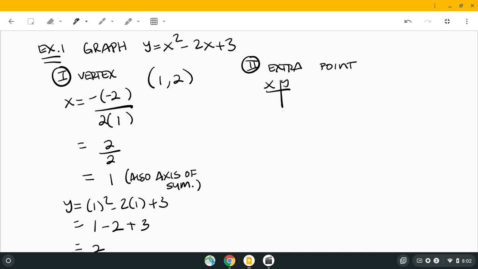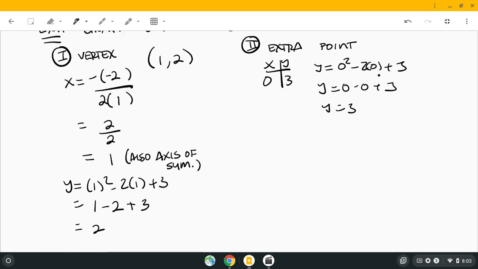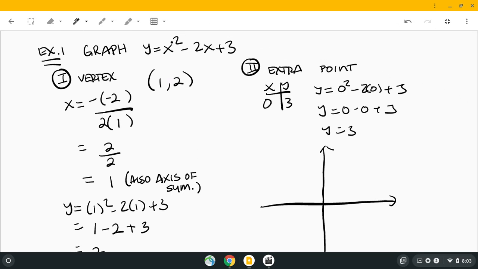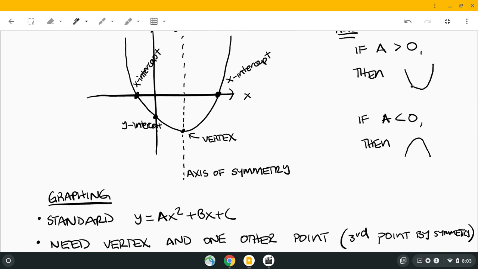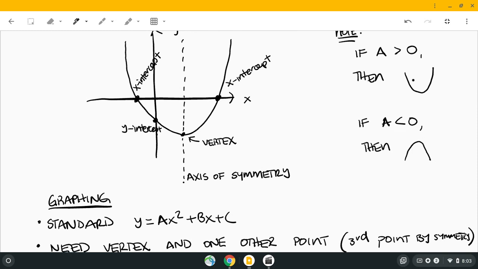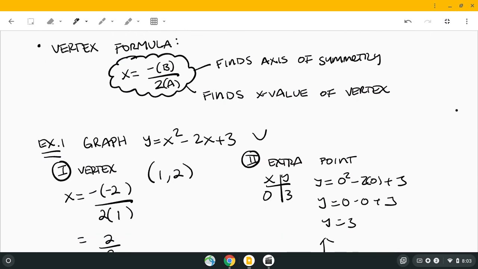So I will choose 0, because I can do that in my head. I'll do the work here, but I can do that in my head, which is why I chose it. So y equals 0 minus 0 plus 3, y equals 3. But you don't have to show the work here to get this extra point. All right, so we have our vertex and we have our extra point, so I should be able to graph this parabola. And I know that because a is positive, this is going to be the kind that opens upward. It says over here, if a is negative, then it opens downward. a is positive, it opens upward. So I already know that much.